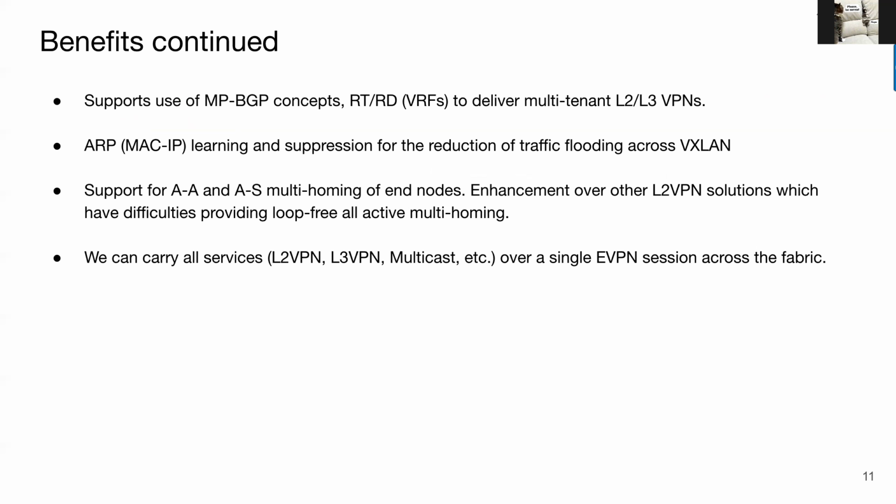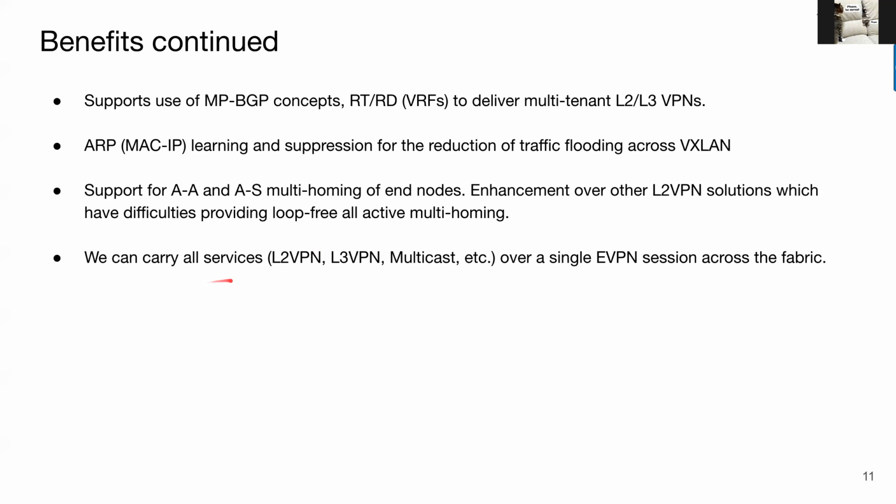Additional benefits include allowing route targets and route distinguishers for multi-tenancy. We mentioned ARP suppression, which reduces ARP across your EVPN fabric. We also support active-active and active-standby multi-homing. This is important because some applications don't do active-active. So we still have a lot of customers out there who have to have active-standby. And of course, with MLAG, active-standby is not a possibility, but with multi-homing it is.